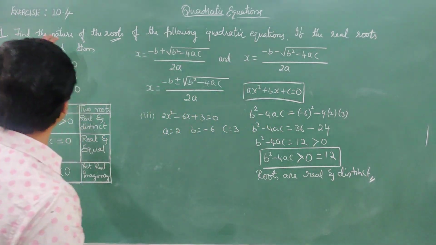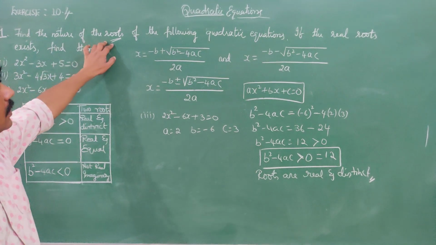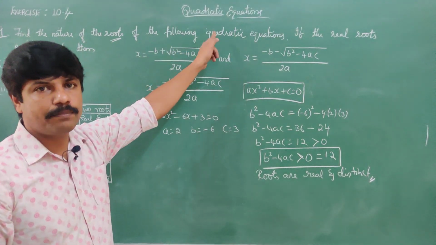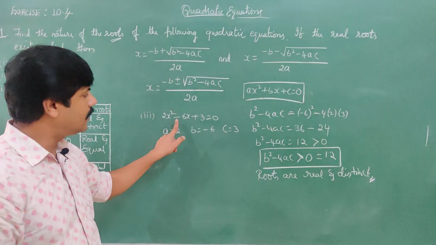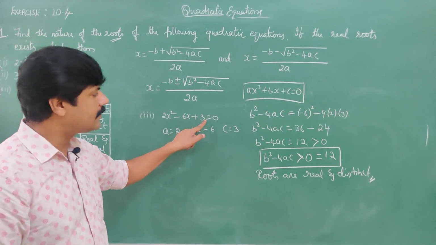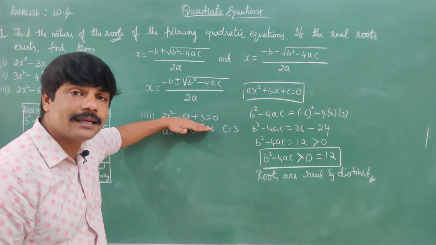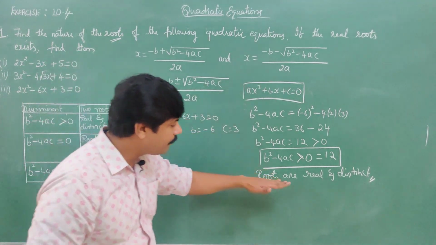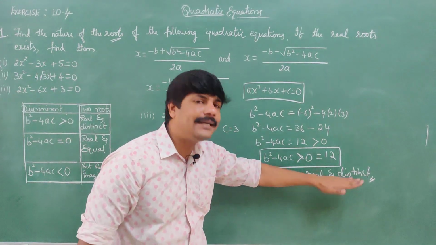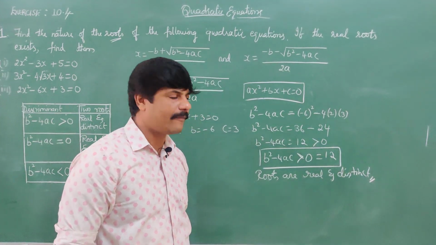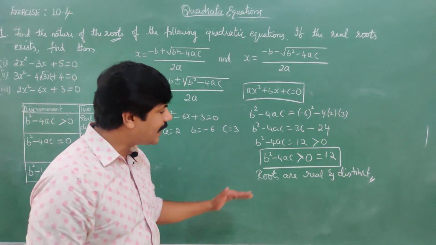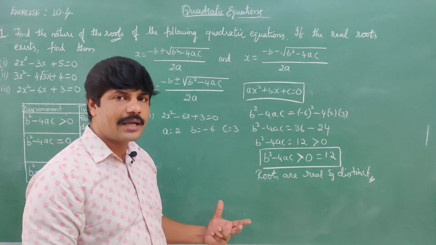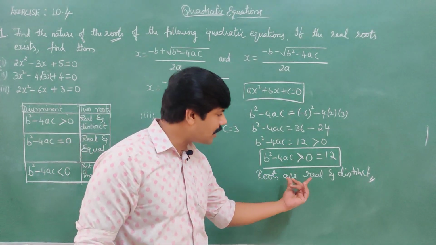One thing, what is asked? Find the nature of the roots of the following: 2x square minus 6x plus 3 equals 0. What is the nature of the roots of this particular quadratic equation? Roots are real and distinct, we can say, without solving the question. So we can say without actually finding the roots that roots are real and distinct.